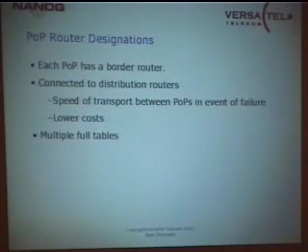So the actual designation for the routers in this POP design, each POP has a border router where we take transit from other providers. Connection to the distribution routers, the reason they're connected to the distribution routers and not further inside the POP architecture is speed of transport between POPs in the event of failure. We don't take redundant connections from upstream providers in the same POP. We'll take them in 2 different POPs. The theory is that we have enough capacity between the POPs on the ring to carry the traffic should we lose one of the links. It also provides us with a small amount of lower cost, not significant, but it is quite small in terms of our business concepts to implement this.